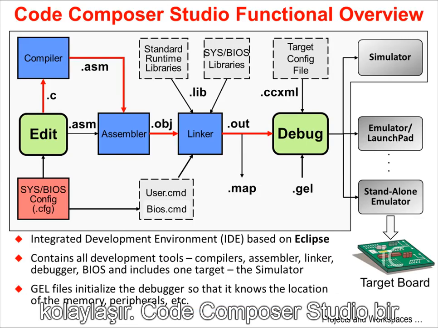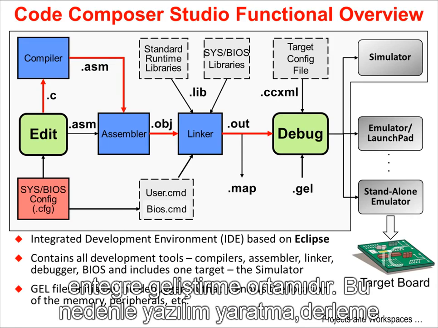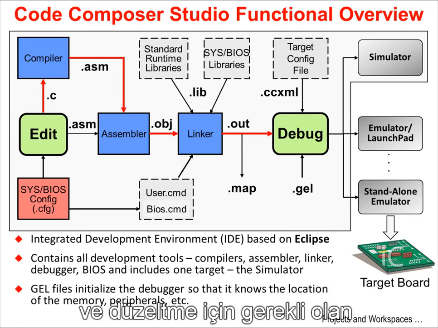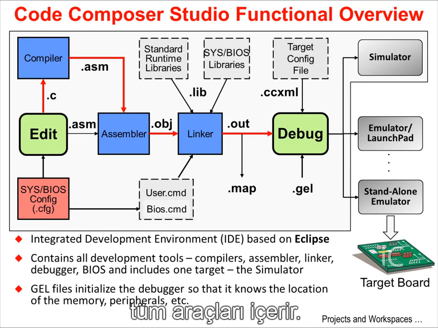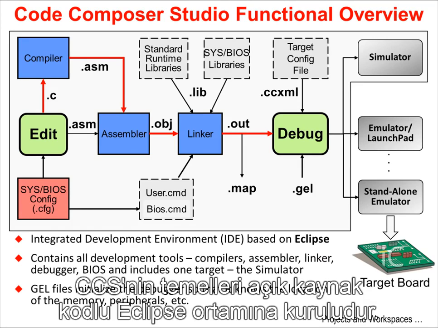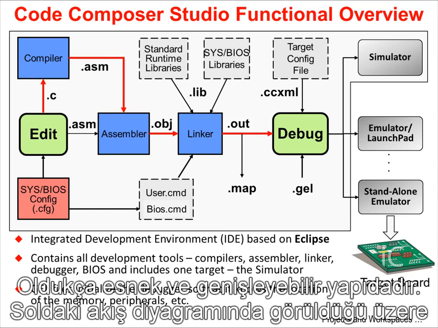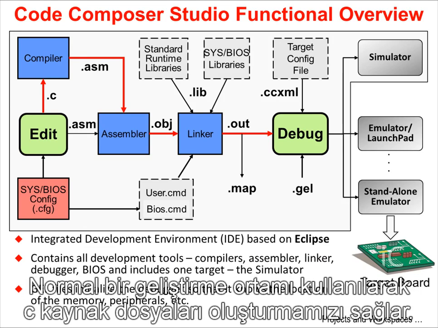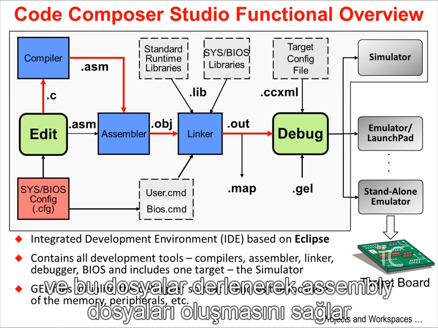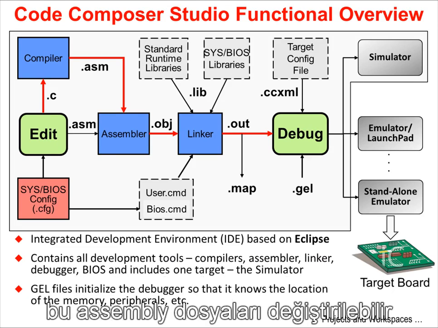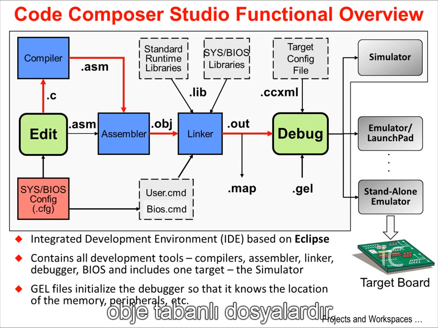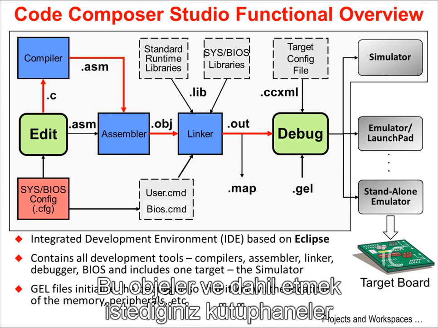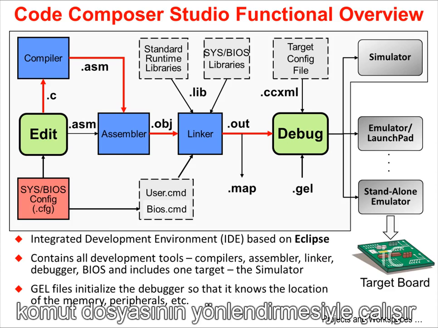Code Composer Studio is an integrated development environment. This means that it contains the tools necessary to create, compile, and debug software on your design. CCS is based on the open source Eclipse platform and is quite flexible and expandable. A normal development environment flow would be to create C source files using the editor on the left. These files would then be compiled to create assembly files, which are then assembled into relocatable object files. These object files, along with any libraries that you may include, are linked into an output file using the guidance provided by the command file.